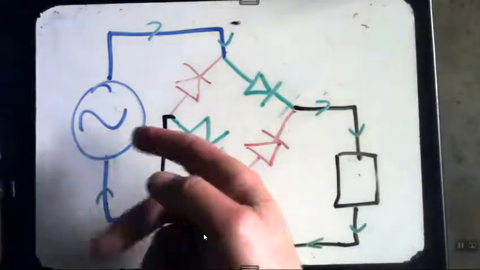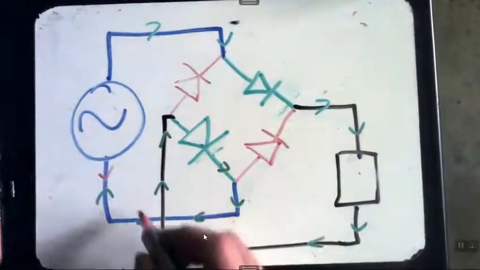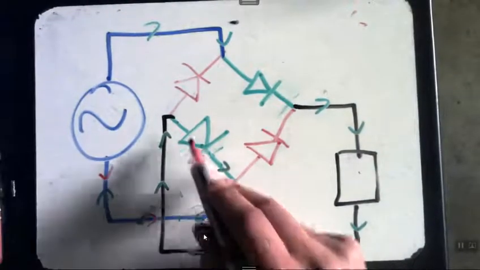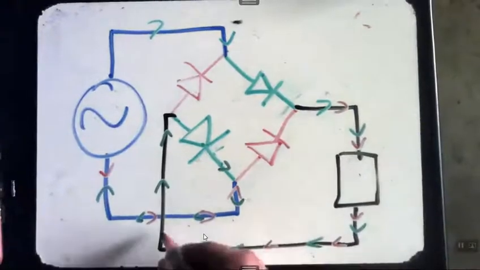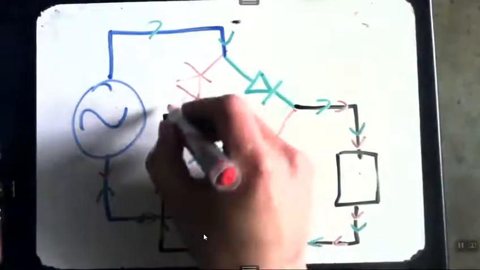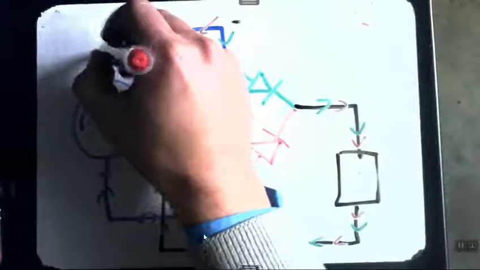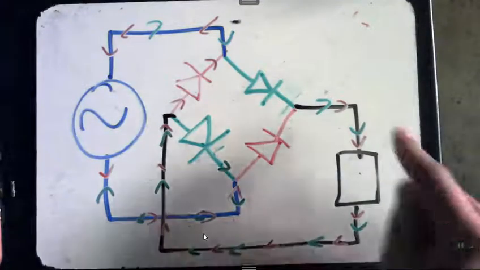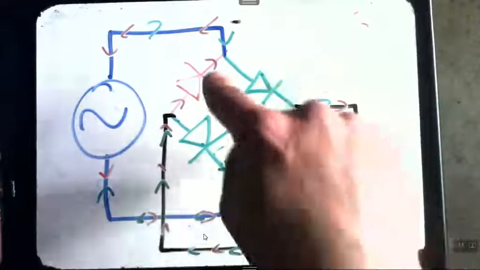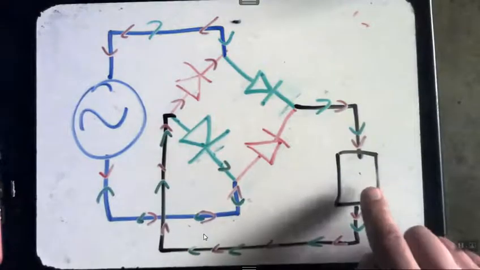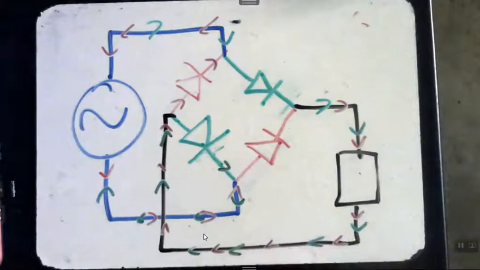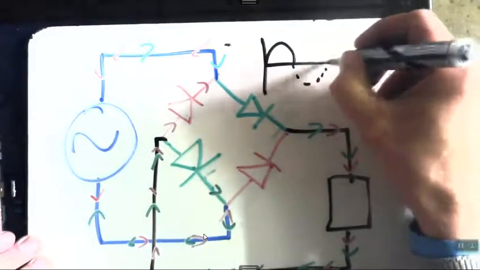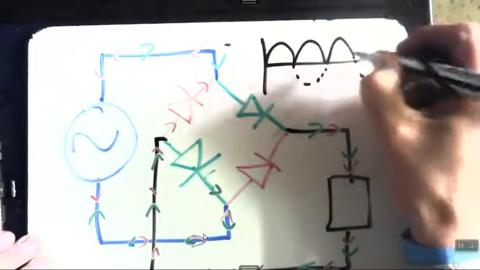But if it alternates direction and it goes this way, it can't go in there, so it goes here, it goes that way, and it can't go this way, so it goes that way, and it goes back. So by using two opposite diodes, we effectively turn our negative current into positive. So every time we had a negative, we have now turned it into positive.